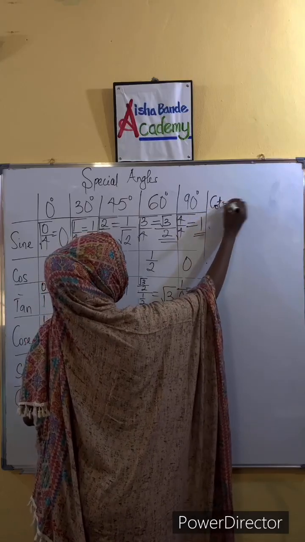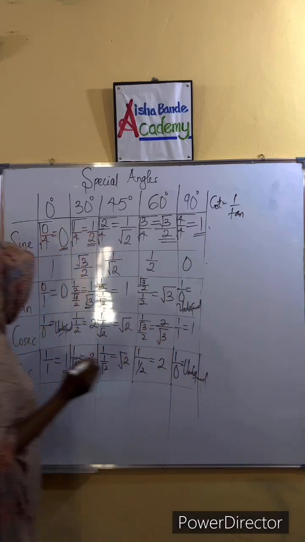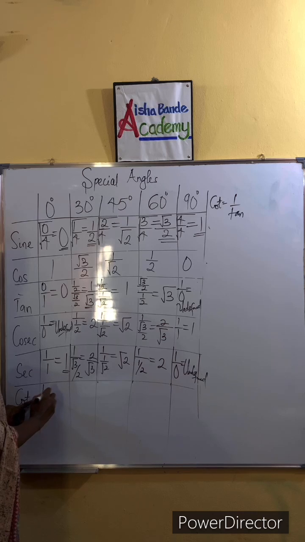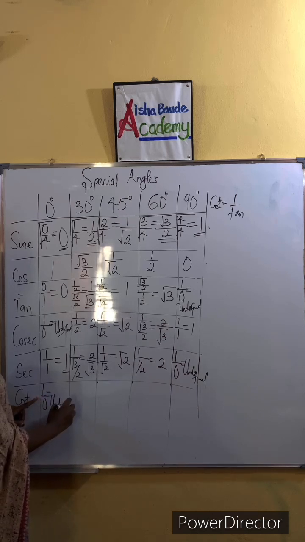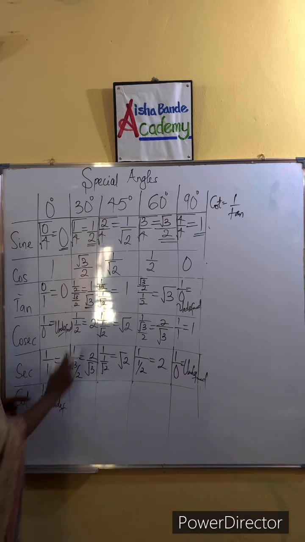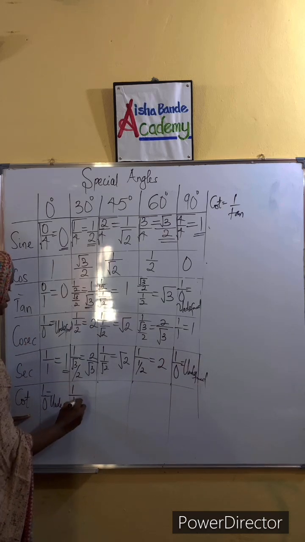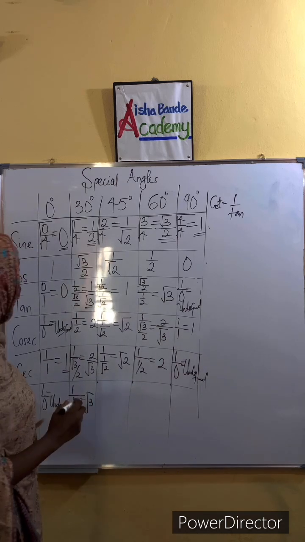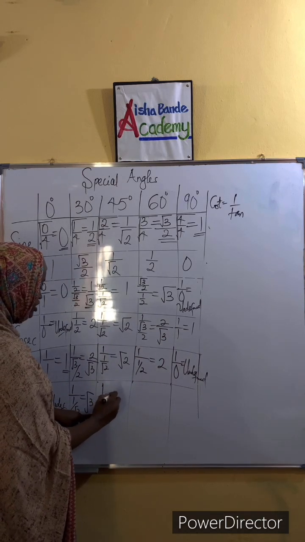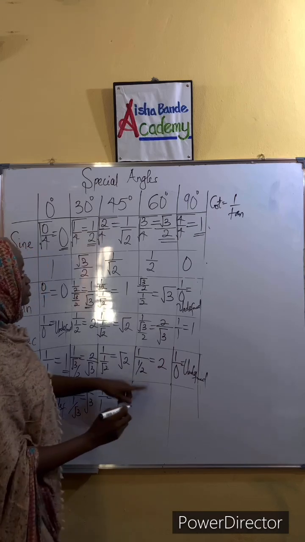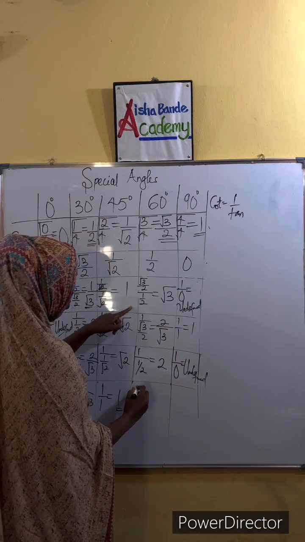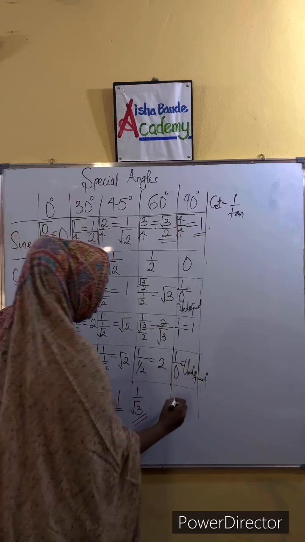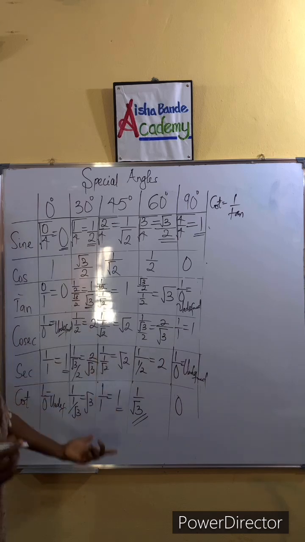So cot is equal to 1 over tan. So for here now, cot 0 is going to be 1 over 0, and 1 over 0 is what? Undefined. Then cot 30 is going to be 1 over 1 over root 3, and this is equal to root 3. Okay, so moving on, for cot 45, 1 over 1, this is equal to 1. Then for cot 60, we have 1 over root 3. Then for the last one, cot 90, it is going to be 0. So this is the table for the special angles we have.